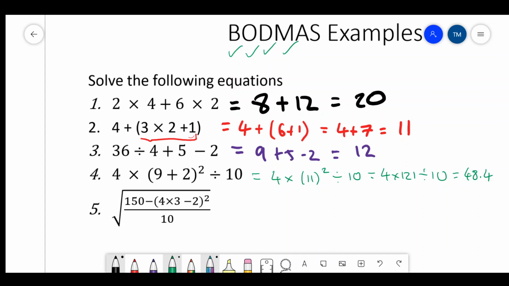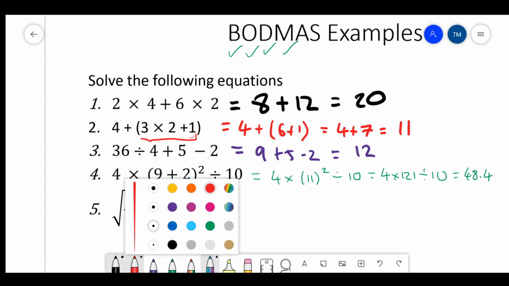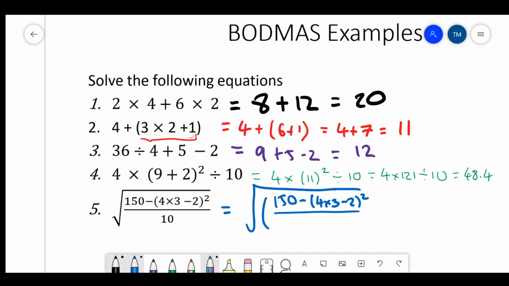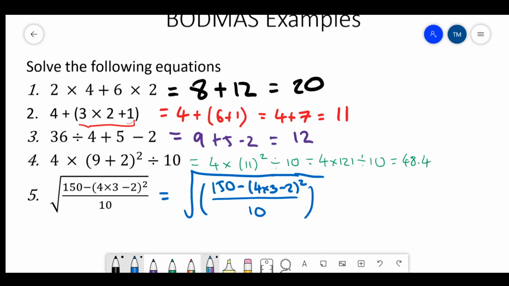And finally, question number 5. Question 5, we will pick a different colour. Let's pick a blue. So question 5, we go through again. This time we have a square root. Remember, what we have in a square root, we can rewrite it as follows. The square root of bracket 150 minus bracket 4 times 3 minus 2 squared divided by 10, close bracket. So remember, we want to treat the square root like this.